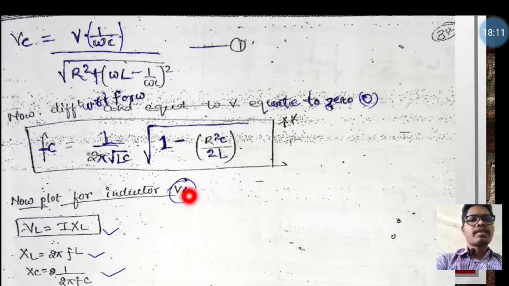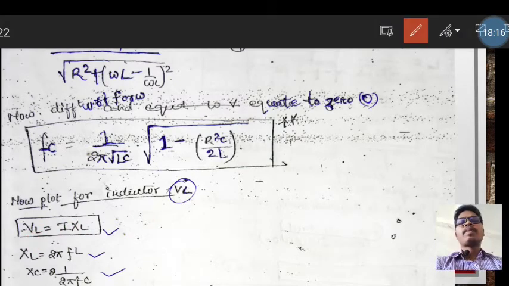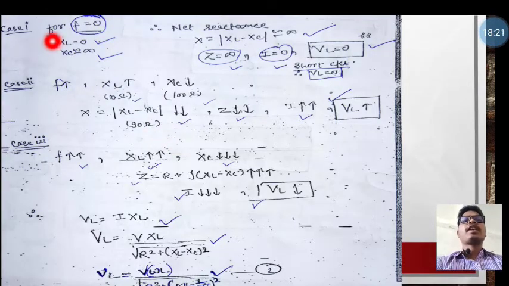Now plot for the inductor VL, that is VL is equal to I into XL, where XL is equal to 2 pi FL and XC is equal to 1 divided by 2 pi FC. Now see, for case number 1, frequency will be 0, so XL is equal to 0 and XC is equal to infinity. So the total net reactance X is equal to XL minus XC, that is infinity, and impedance is infinity. So if impedance is infinity, then current is inversely proportional to the impedance, so current is equal to 0 and voltage VL is equal to 0. So it is a short circuit, so the inductive element is short circuited here.